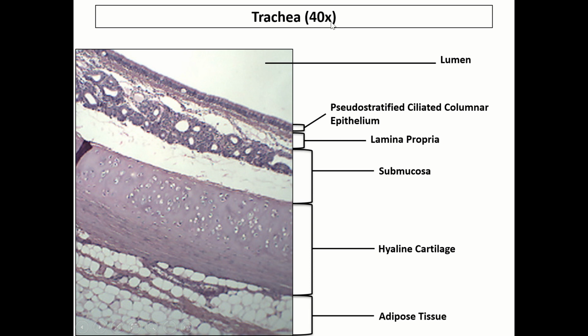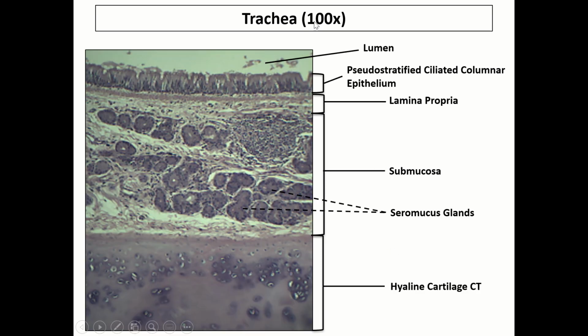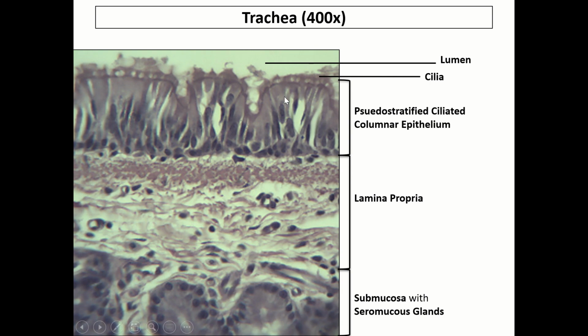So we go from 40x magnification here to 100x. Here you get a better idea of what that pseudostratified ciliated columnar epithelium would look like and how it's anchored to connective tissue. Once again, true to all the epithelial tissues we're studying. We're going to zoom in one more time to get a better look at this epithelial tissue.